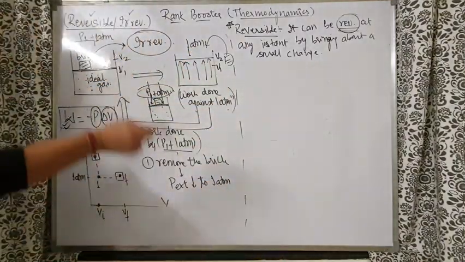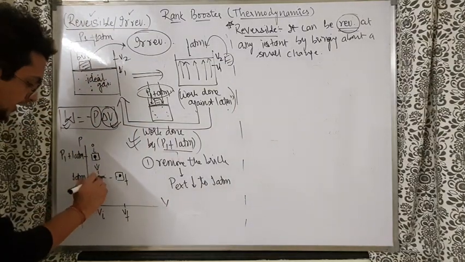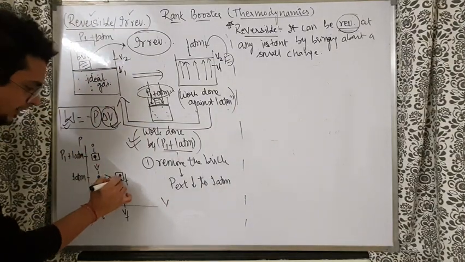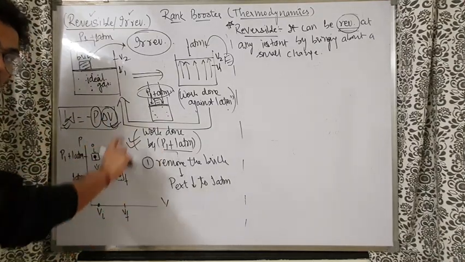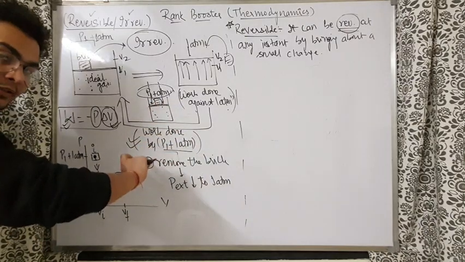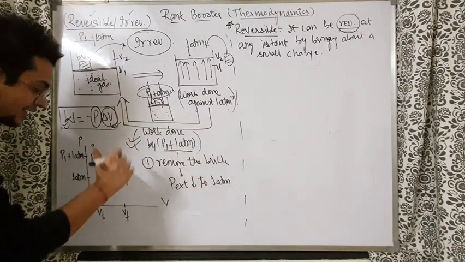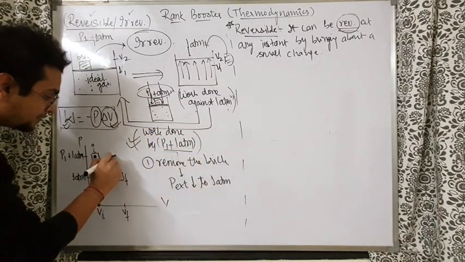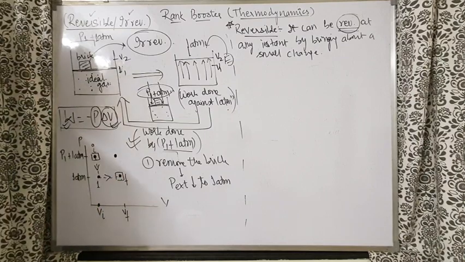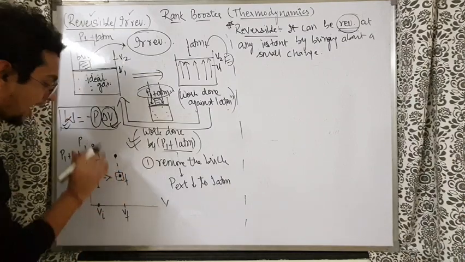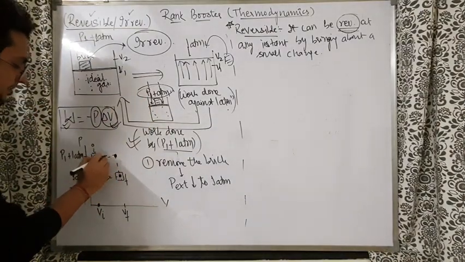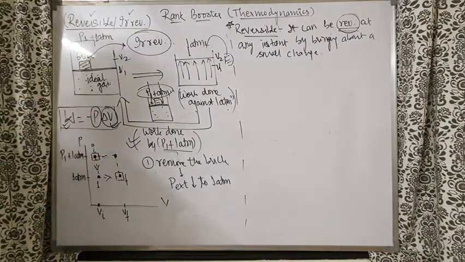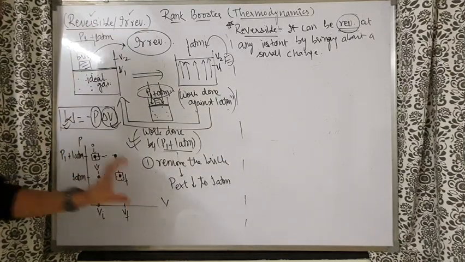So when I want to go back, this way I came from initial to final, I want to go from final to initial back. So firstly I will have to put the brick back. If I put the brick back, pressure will increase first. Pressure will increase, and because of the increased external pressure, the volume decreases. So this is the external pressure we are plotting against the volume.